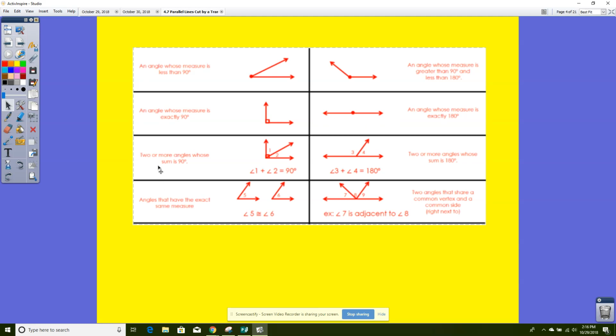Then we have complementary angles, and those are two angles that when I add them together, they're going to give me 90 degrees. And then I have supplementary angles, and when I add two angles together, I'm going to get 180 degrees. And so that's supplementary. Congruent means the same size, same shape. So congruent angles are the exact same measure. And then adjacent angles are angles that are side by side. So 7 and 8 are adjacent, and then 8 and 9 would be adjacent angles.